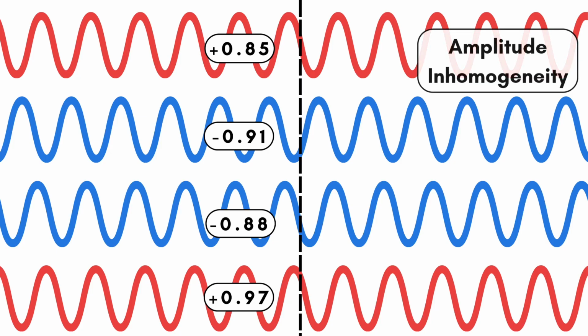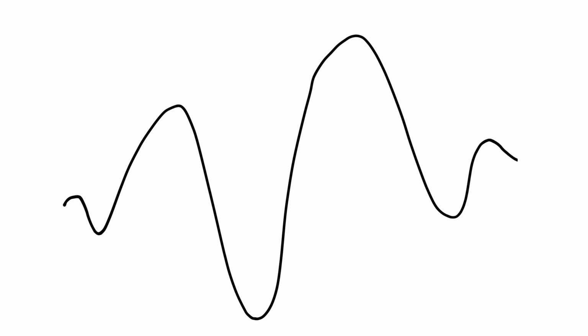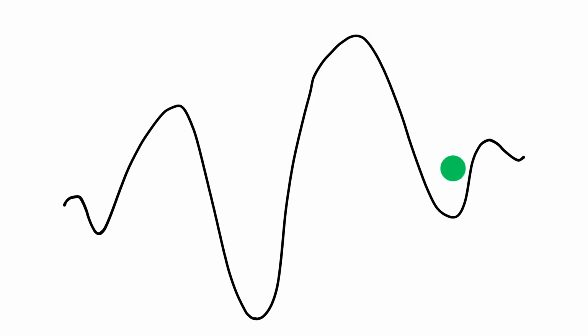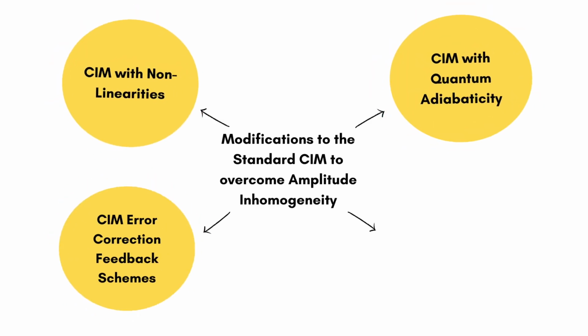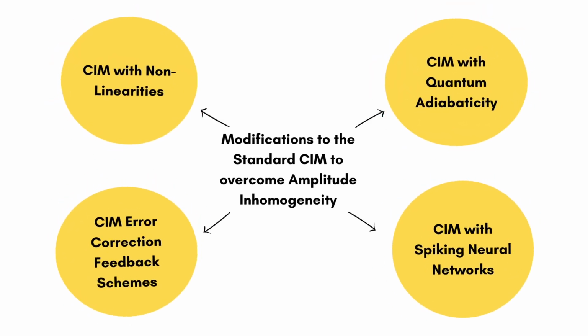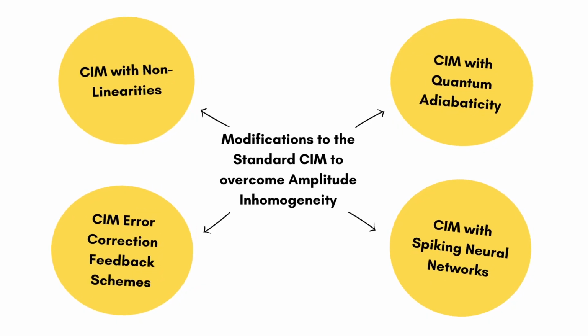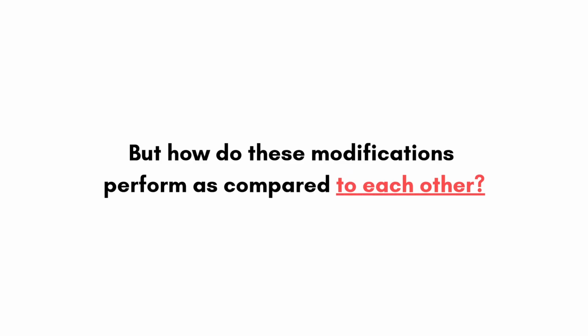And this is known as amplitude inhomogeneity. So if this is the energy landscape and we want to find the global minimum, because of amplitude inhomogeneity, the system might get stuck in a local minimum instead. To overcome this problem, many modifications to the standard CIM have been explored in prior work, and it has been shown that all of these perform better than the standard CIM. However, these methods have only been compared against the standard CIM, and no prior work has examined how they perform relative to each other to determine the best performing algorithm.